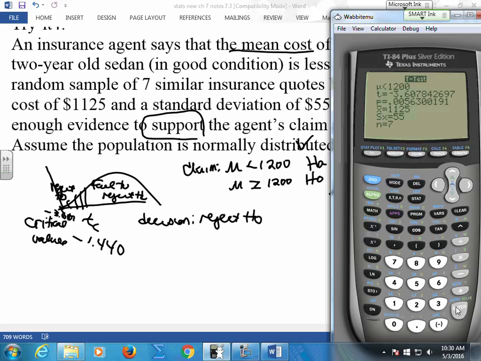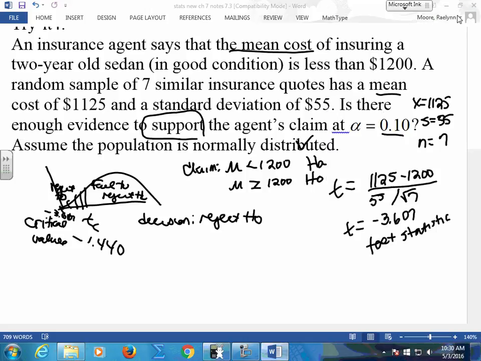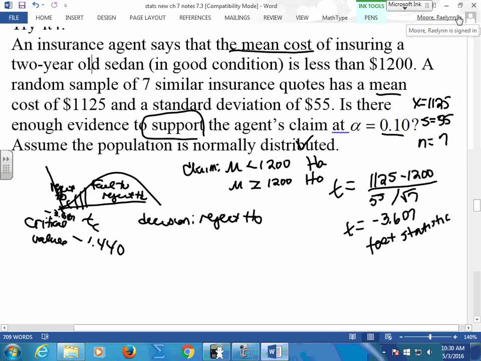It gives you your Z-score. It gives you your p-val. This is the only place you're going to find the p-val, because what happens with your T-curves, they constantly change. They're not normal. They go based on your degrees of freedom.